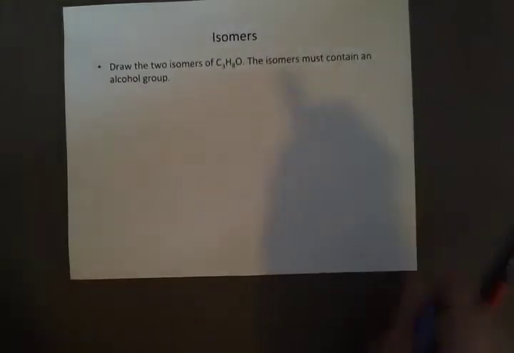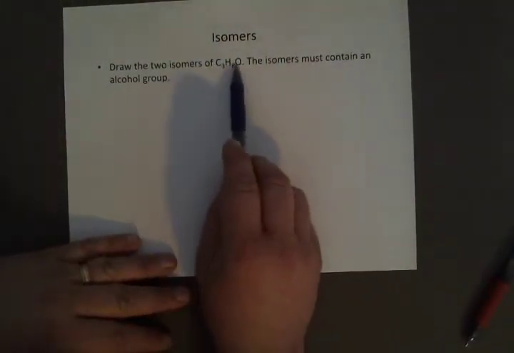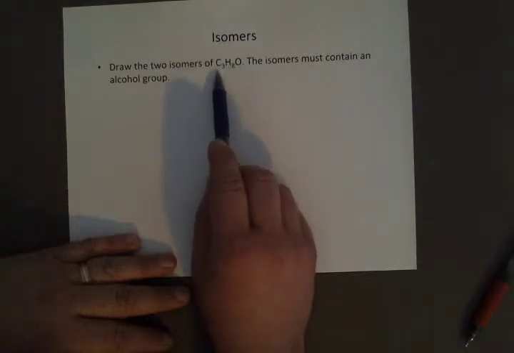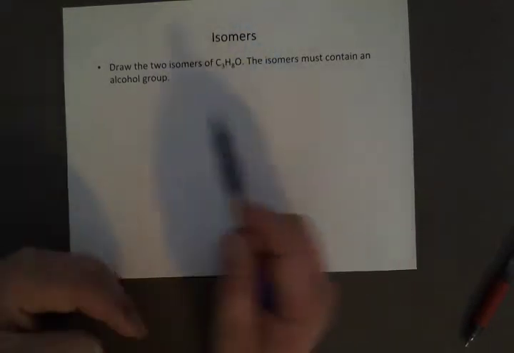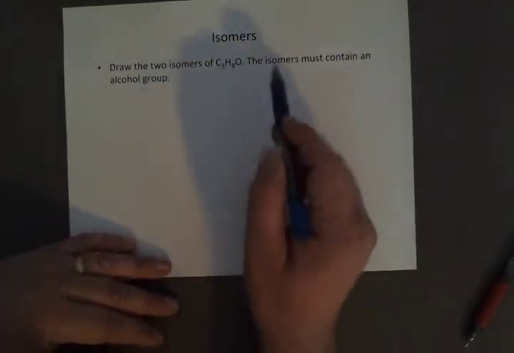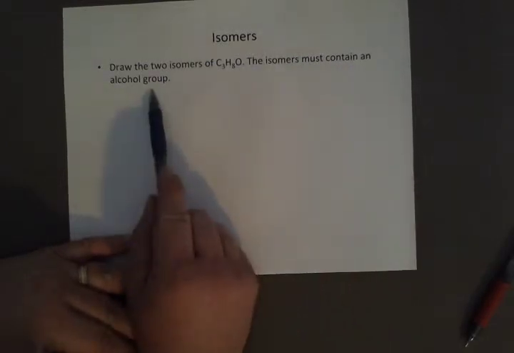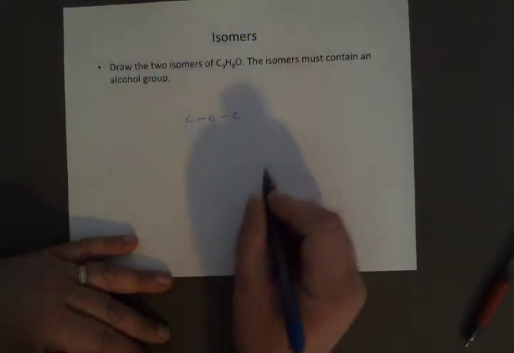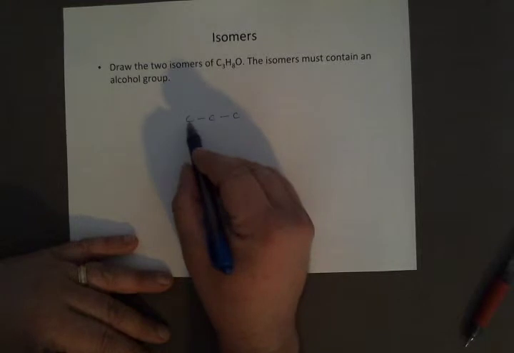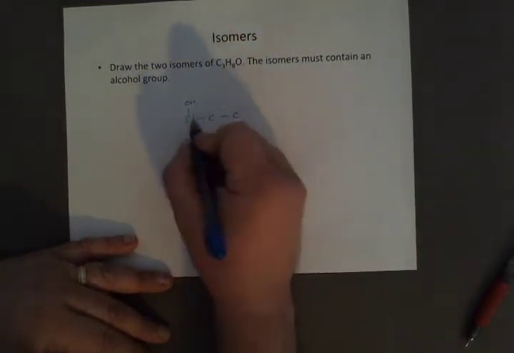Okay, so for isomers, here you go. Isomers just mean that they have this formula, but they have different names, basically, if you were to name them. So here, I give you this, but I also say that it must contain an alcohol group. So here you go. An alcohol group is an OH, so you could put it here, and then you fill in the hydrogens.